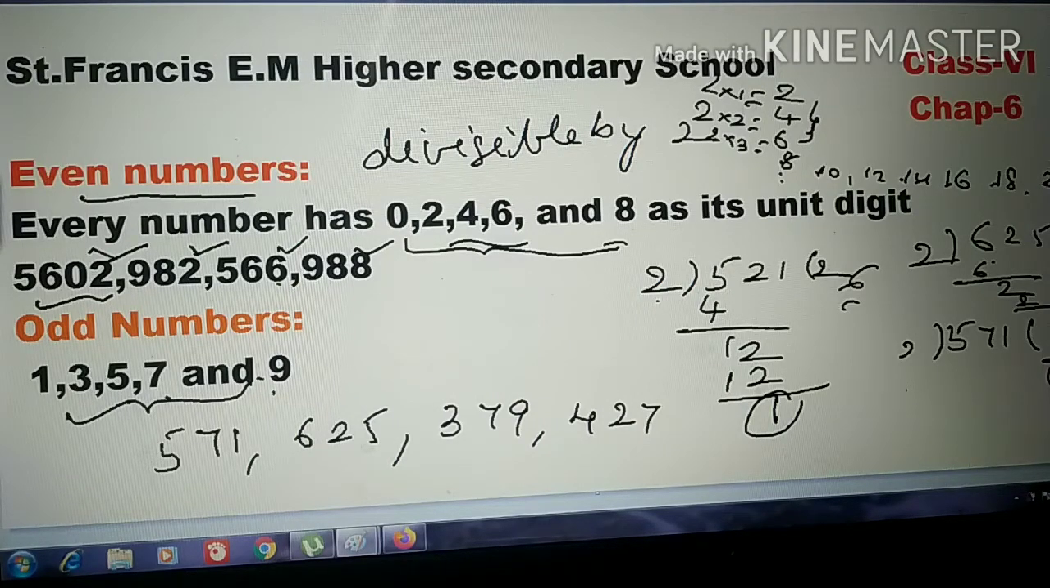So each and every odd number you get a remainder. If you divide any number by 2 and you get any remainder, then those numbers will be called odd numbers. That means exactly not divisible by 2. Those numbers will be called odd numbers. And the unit digit of each and every odd number will be these numbers only: 1, 3, 5, 7 and 9. Okay, understood?